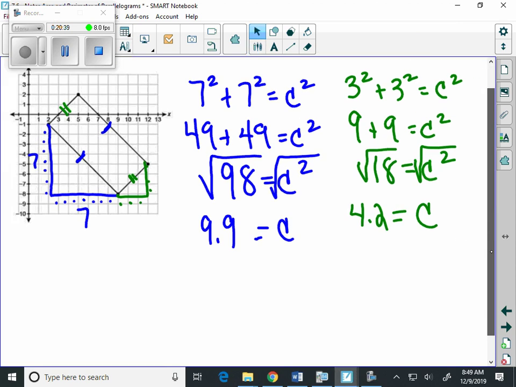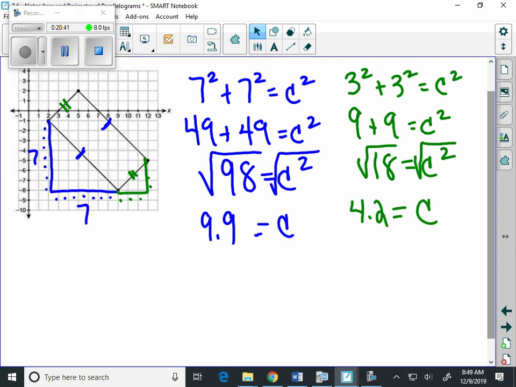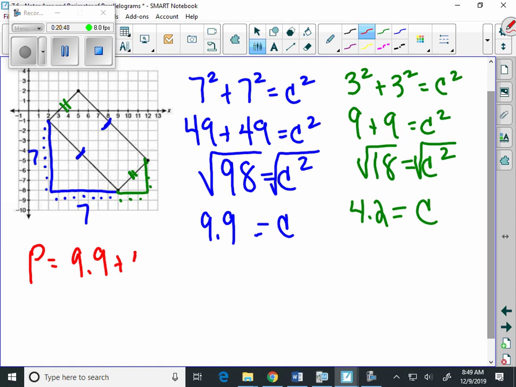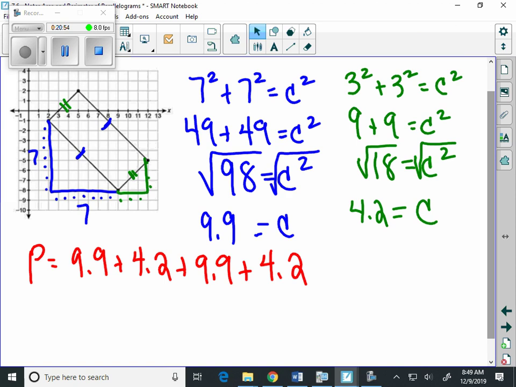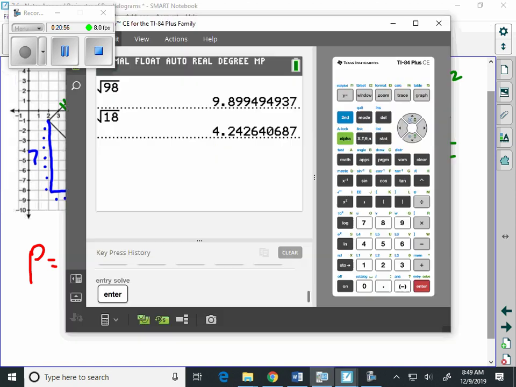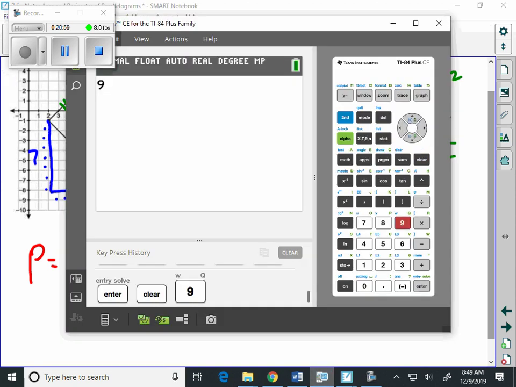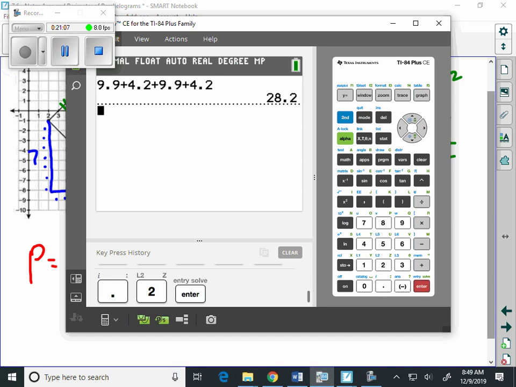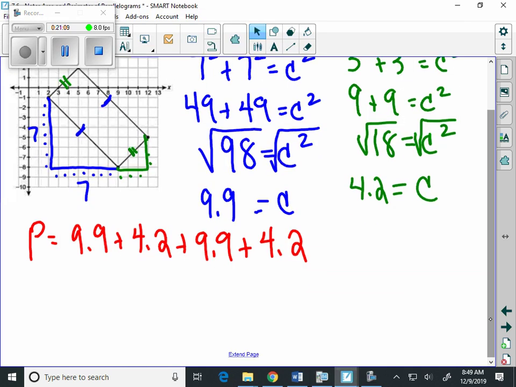And now that we have that information here, to find the perimeter, the distance around, we're going to take 9.9 plus 4.2 plus 9.9 plus 4.2, and we'll type that in. 9.9 plus 4.2 plus 9.9 plus 4.2 gives us 28.2 units.